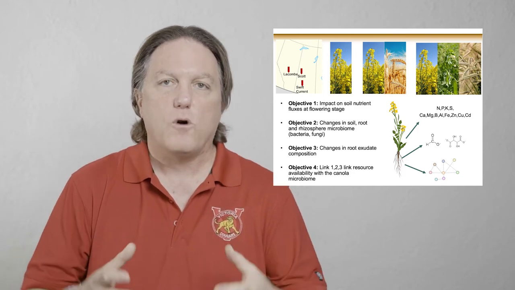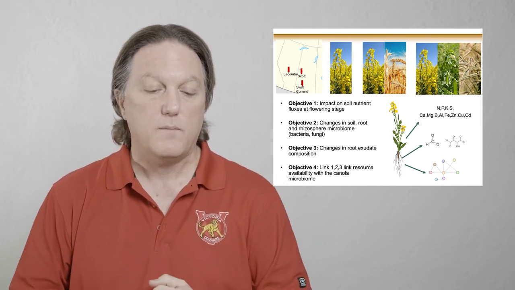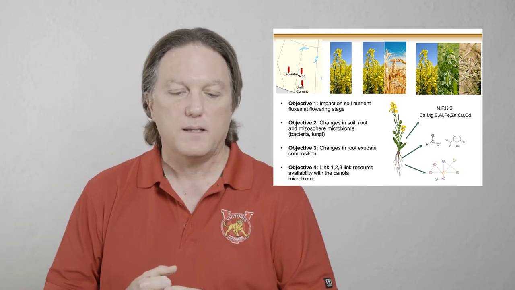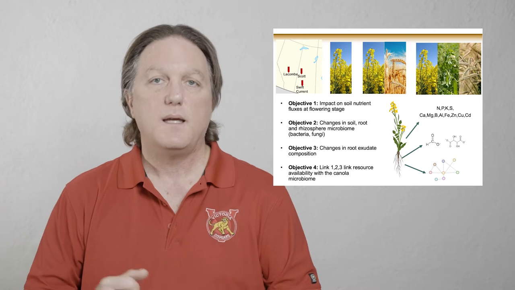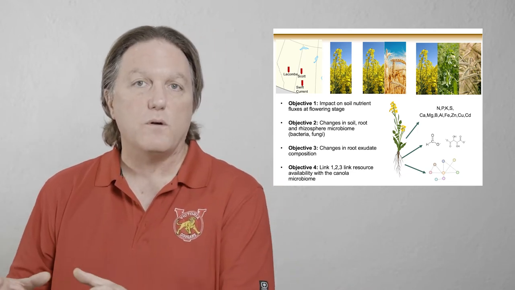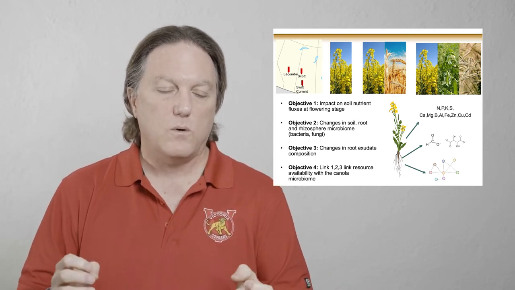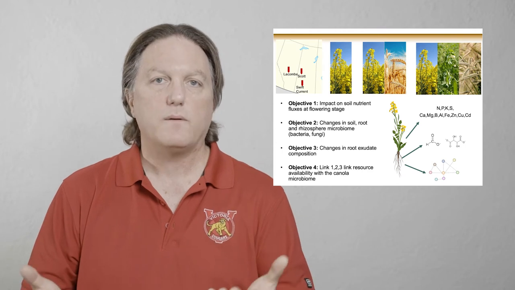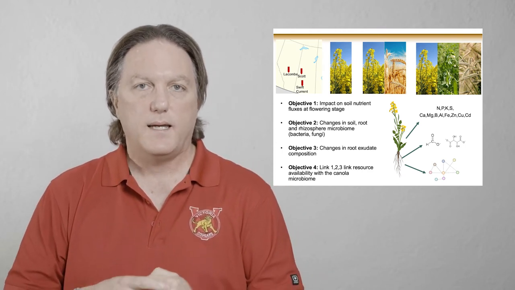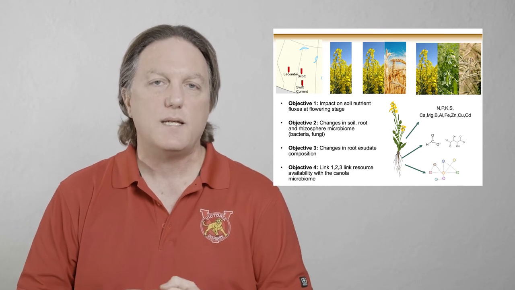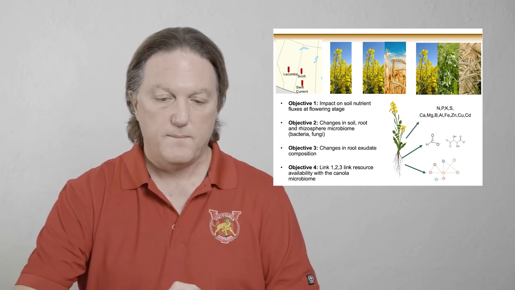And objective four was to sort of tie it all together and determine how this resource availability links to the canola microbiome and the nutrient availability. I will give you a brief overview of these results, and also want to point out that it's still ongoing because the project has just ended. So we're starting to get a sense of these linkages, and I'll just give you a taste of some of the results that we observed.